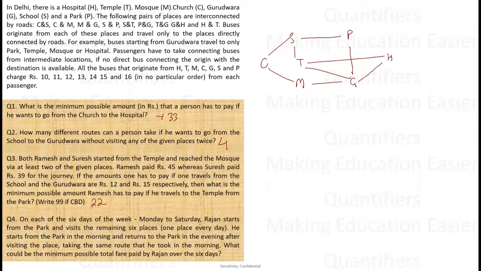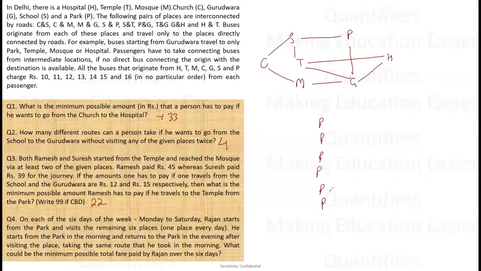What could be the minimum possible fare paid by Ragna over the 6 days? Now, in order to determine the minimum possible fare, I will have to lay out the routes. मुझे हर एक रूट को कुछ पैसे देने पड़ेंगे, कुछ फेयर लगाना पड़ेगा. Let's say मैं P से start कर रहा हूँ, which means every day I will start my journey with P, right? On all the 6 days, I will start my journey with P, which means P will be used 6 times. P will be used 6 times, definitely, right?